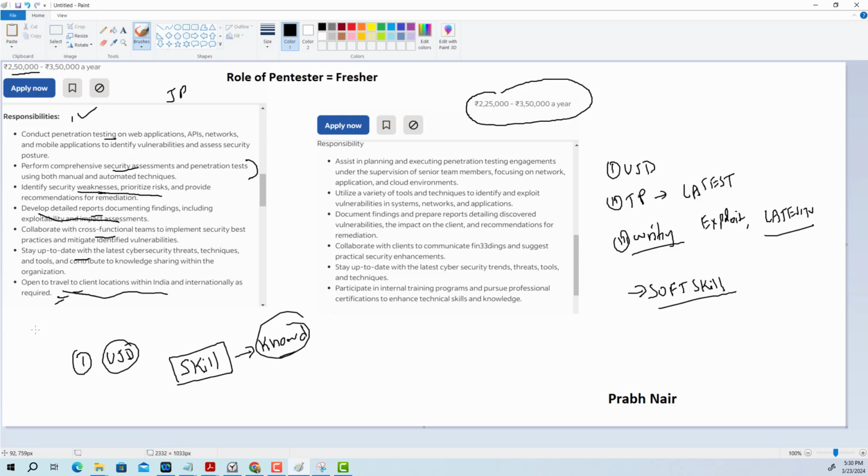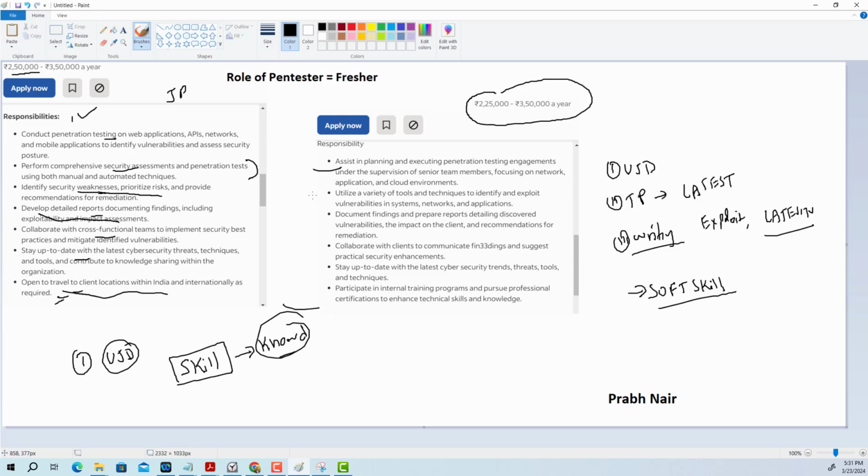I always recommend applying for a job through a connected network, because if you're applying commonly through LinkedIn and all that, there are already 3,500 applications on the job. So it is difficult for HR to filter, but if the CV is going through a trusted source, it gives better visibility. In the second JD also, you can see the same thing: assist in planning executions.